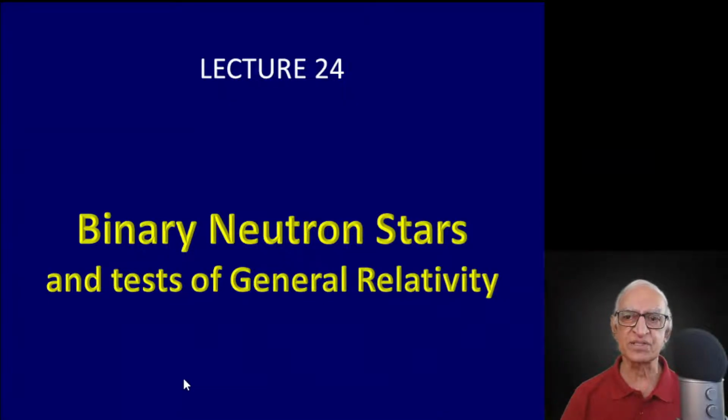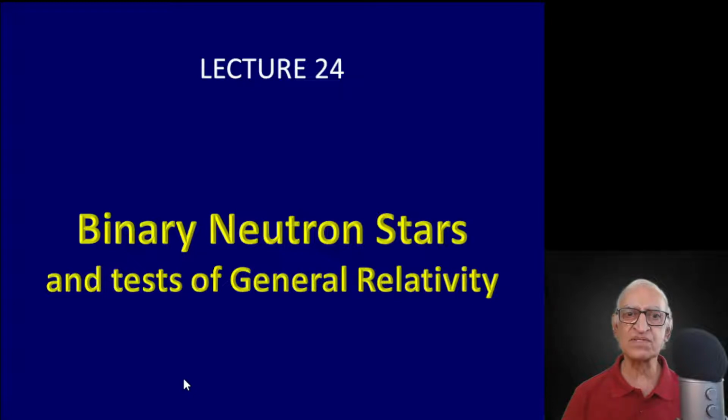Today we shall be discussing binary neutron stars, two neutron stars going around a common center of mass. We shall also discuss how these exotic systems have been used to test various predictions of the general theory of relativity to unprecedented accuracies.